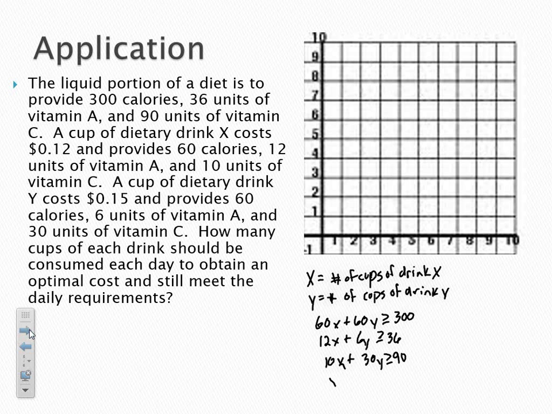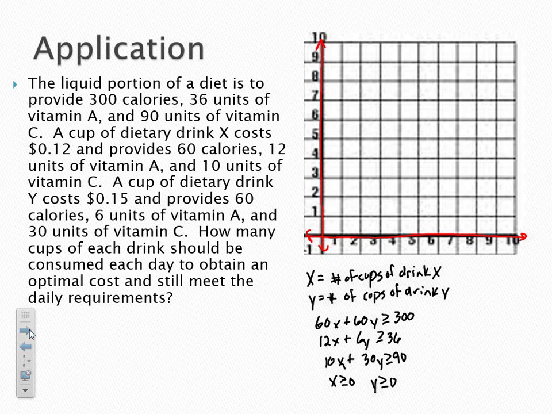And we also said, okay, X, you have to be greater than or equal to 0, and Y, you have to be greater than or equal to 0. We can't have a negative number of cups of drink. And so then we graphed all this information. So if I just throw those graphs up here real quick, again, the X and Y axis are serving as a boundary region. So again, we have to be contained within the first quadrant.